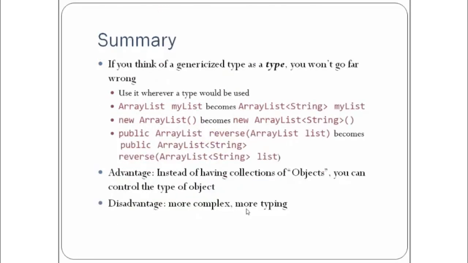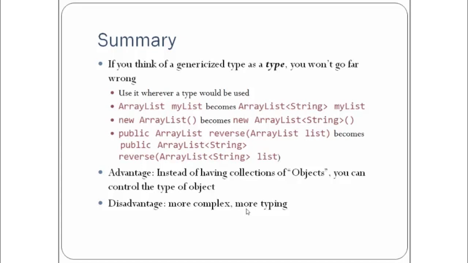Okay guys, so just summarizing the introduction. When I say summarizing the introduction, that means it was still an introduction. We haven't done a detailed example of any of the generics so far, but we'll be doing that in part 2 and touching base on each of them in detail. So as of now, this was an introduction. Let's summarize it. If you think of a genericized type as a type, you won't go far wrong. Use it wherever a type would be used. So it's always advisable: ArrayList mylist will become ArrayList<String> mylist, and new ArrayList will become new ArrayList<String>.